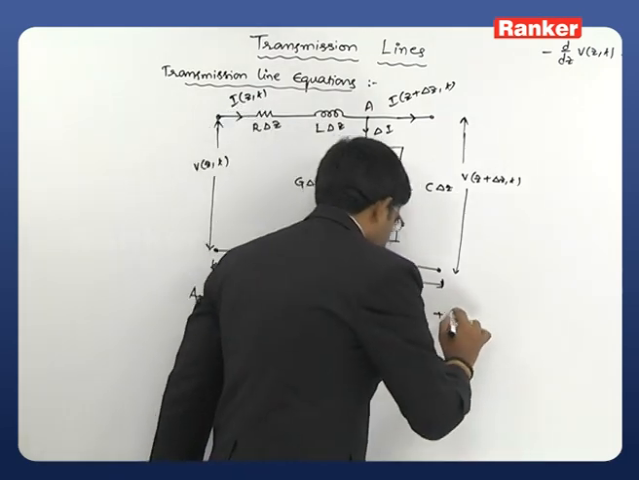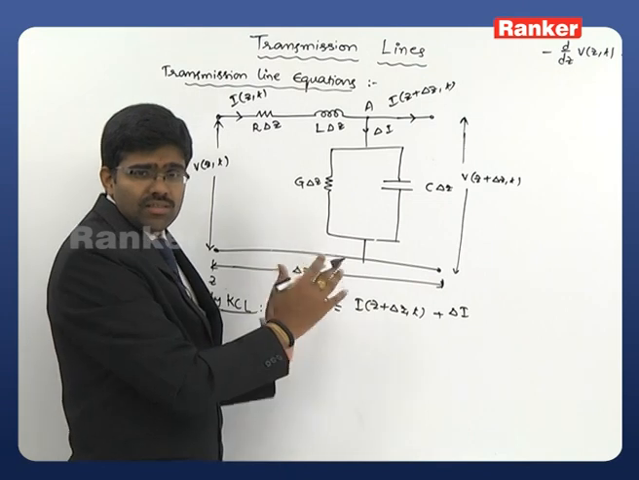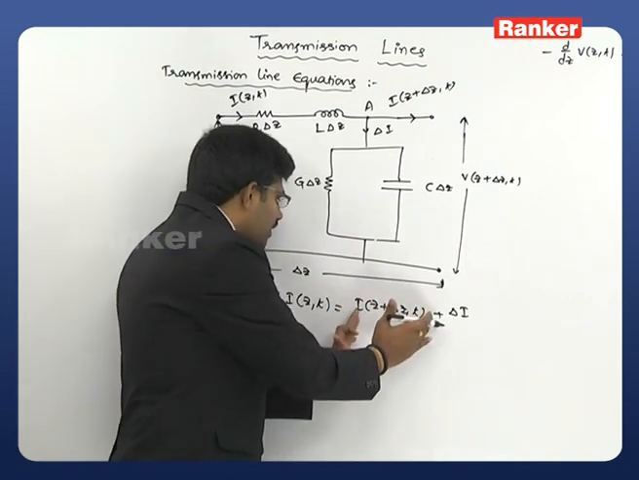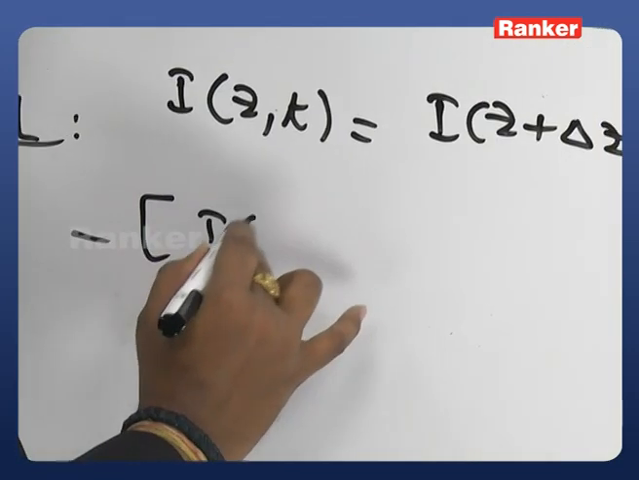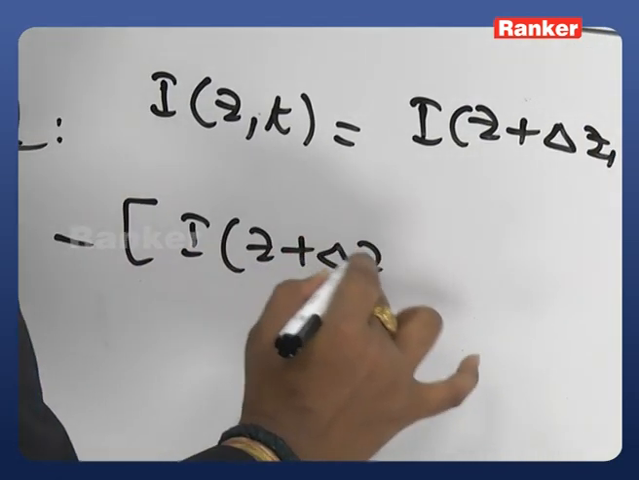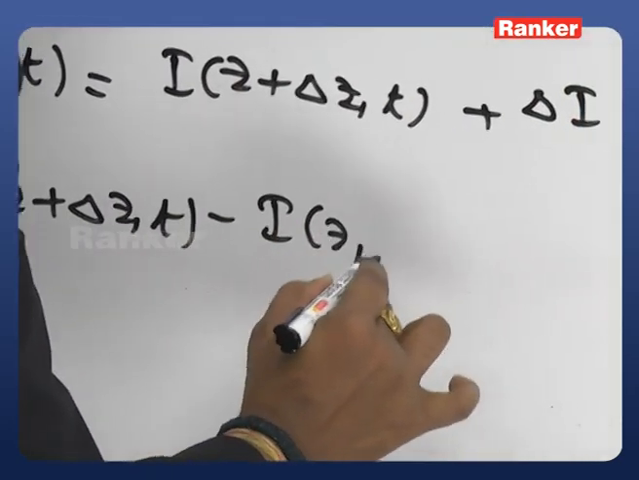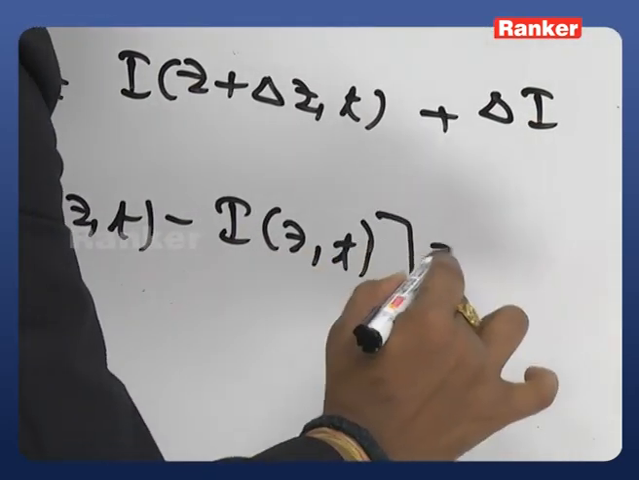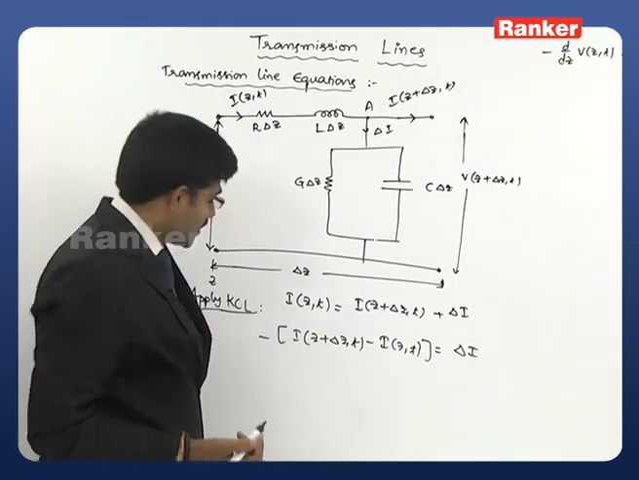Just take that one as delta I. Now rearrange this equation again. What I do is I will bring this term to the left hand side. So which is minus I of z plus delta z comma t minus I of z comma t, which is equal to delta I. So once again we are getting a similar form.